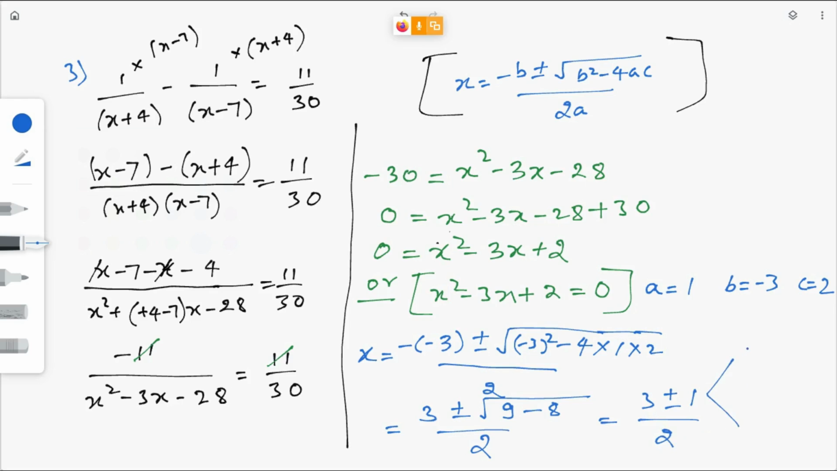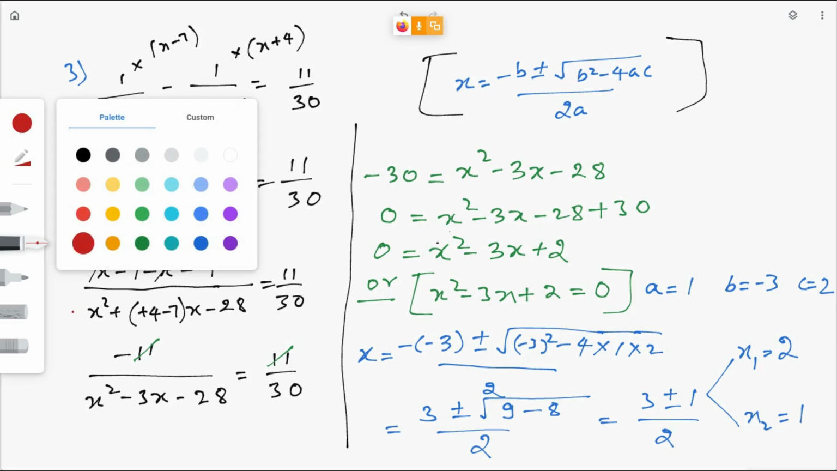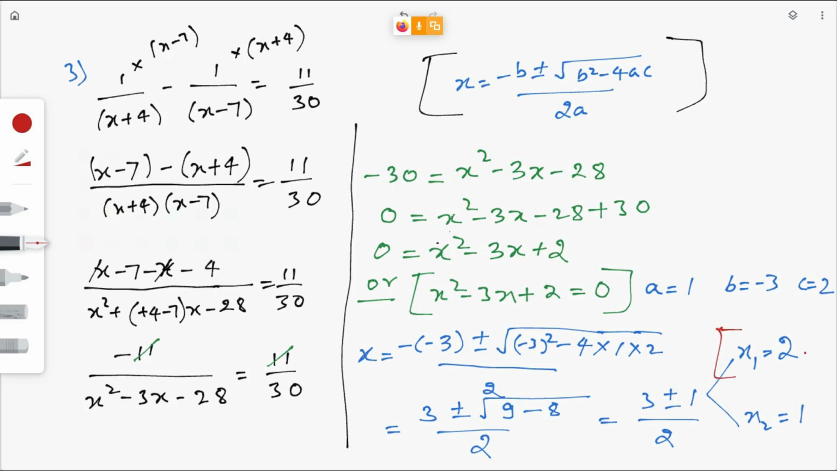So what are the solutions? x1 is equal to 3 plus 1 divided by 2, that is 4 by 2, and x2 is equal to 3 minus 1 divided by 2, that is 1. Any questions, any confusion? So the first solution is 2 and the second one is 1. So try to practice these two questions. The third main question, again using the quadratic formula.